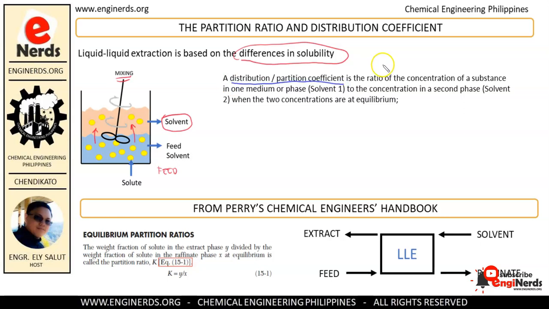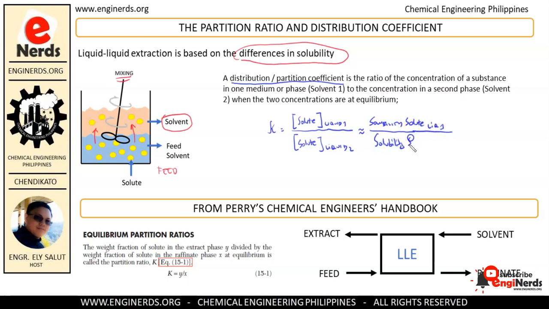It is the ratio of the concentration of a substance in one medium or phase, which is solvent 1, to the concentration in a second phase, solvent 2, when the two concentrations are at equilibrium. So, sinasabi rito na yung ating distribution coefficient is equal sa concentration ng ating solute in liquid 1 over the concentration of the solute in liquid 2. Now, ang pagkuha ng data nito is experimental, but it can be estimated by taking the solubility instead. So that's what we mean by distribution coefficient.